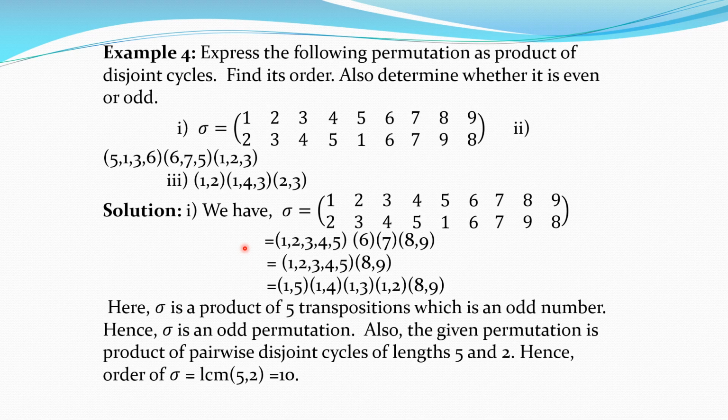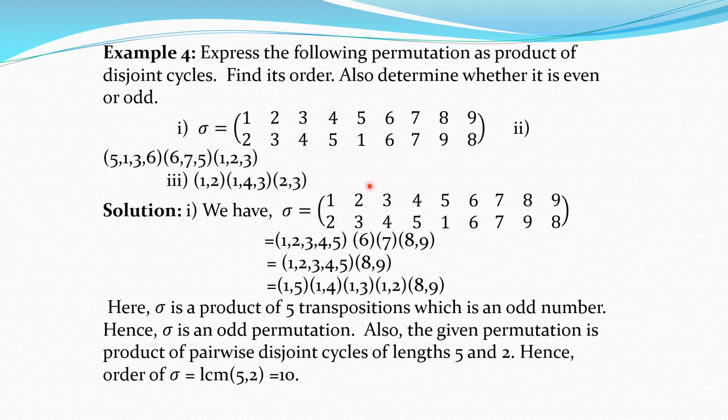Now the elements not covered here are 6 and 7. Both are mapping identically, so we can write them as cycles of length 1. And finally 8 goes to 9, 9 goes to 8. Now we omit 6 and 7, which are cycles of length 1. So this is (1 2 3 4 5)(8 9), which is a product of disjoint cycles.